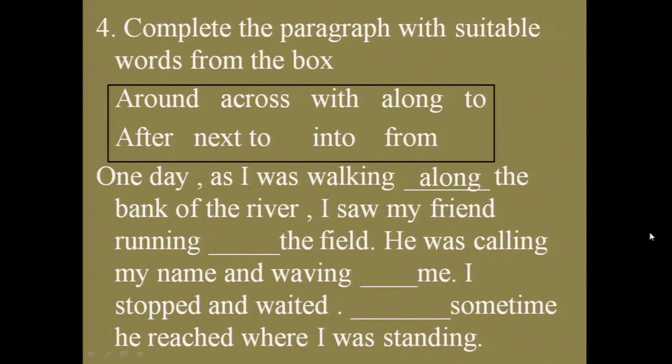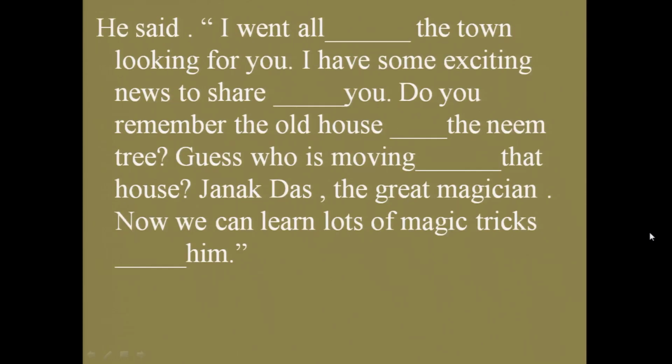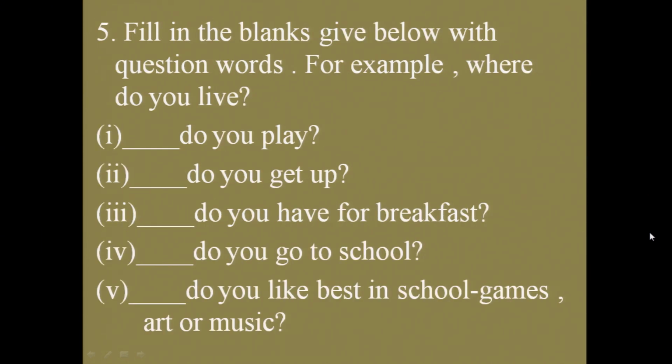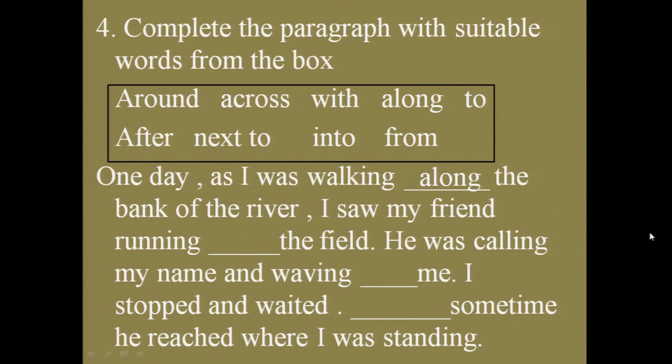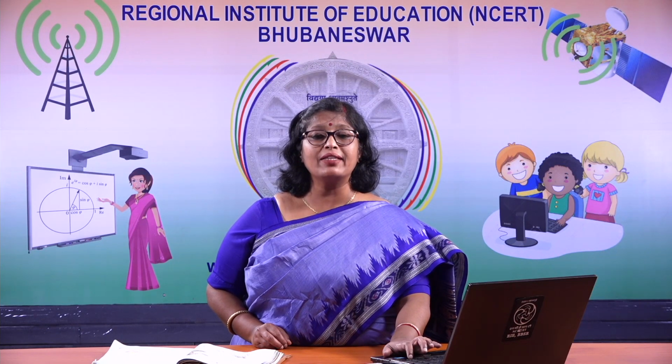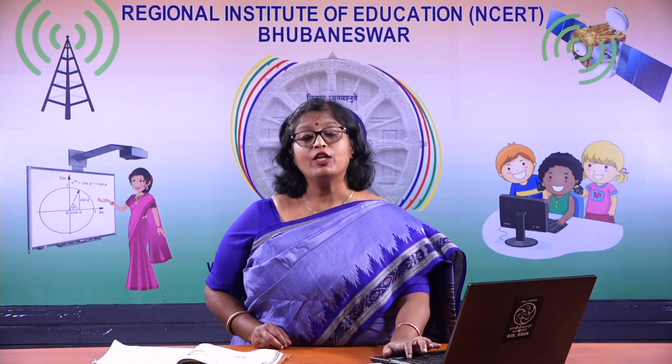One day, as I was walking along the bank of the river, I saw my friend running across the field. He was calling my name and waving. Then I stopped and waited. After some time, he reached where I was standing. He said, I went all along the town. So here you have these prepositions and you have to use them to complete the story. Hope you enjoy doing it.